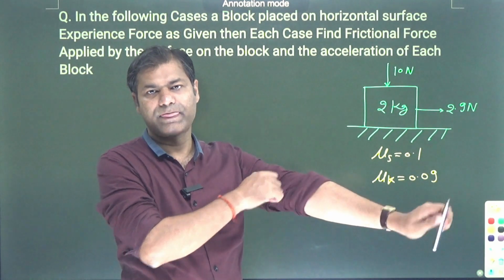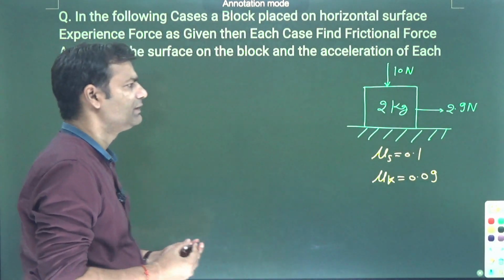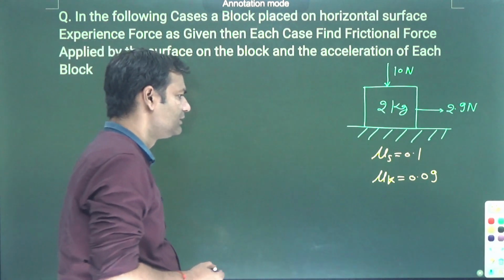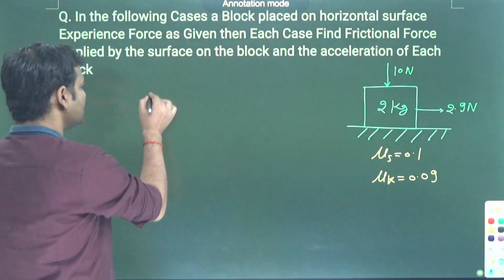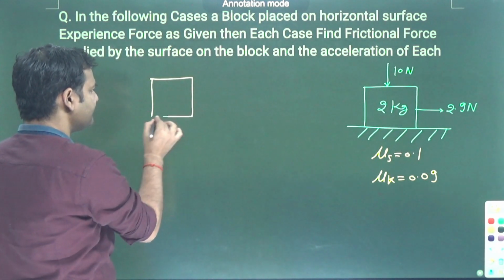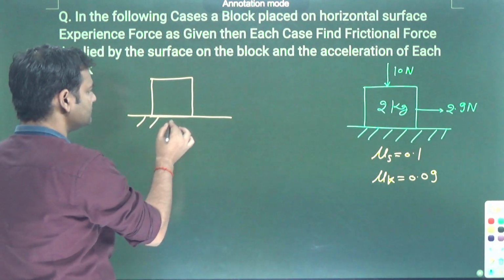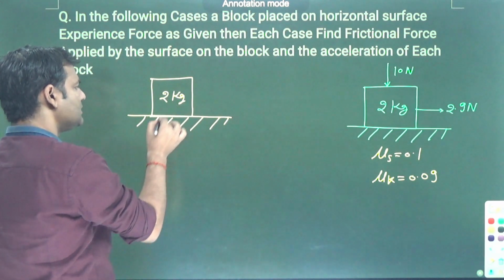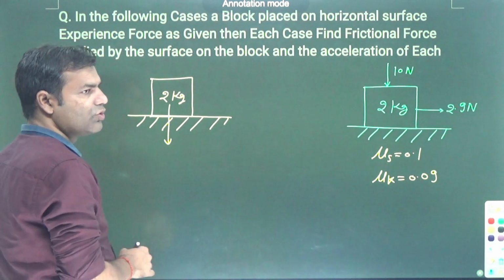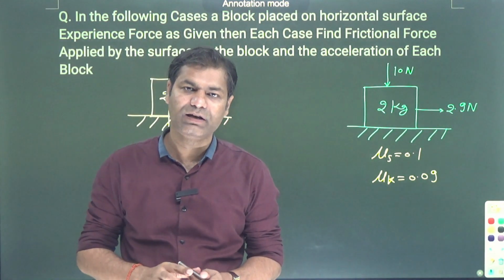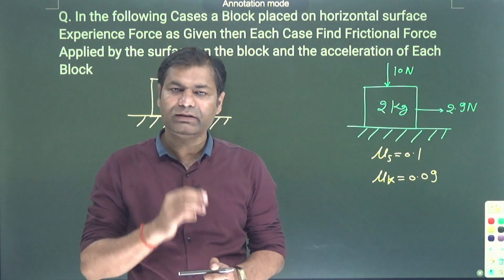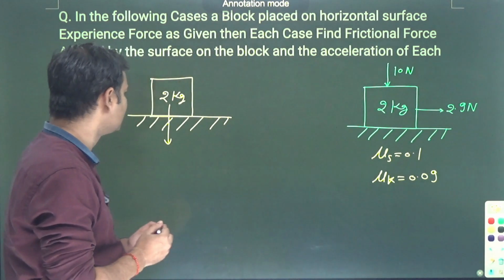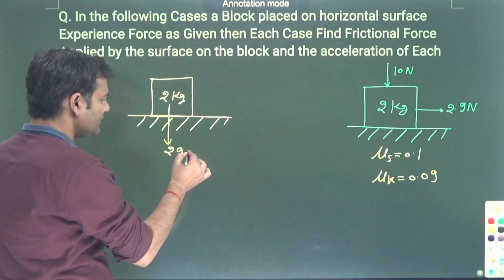So how can we do it? First of all, I know that we make a block diagram of the 2 kg mass. Block diagram means represent all forces, direct contact force and direct contact force. Clear or not? On this block, the direct force is 2 into g, that is 20 Newton.